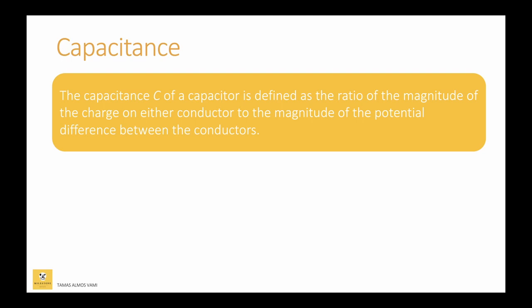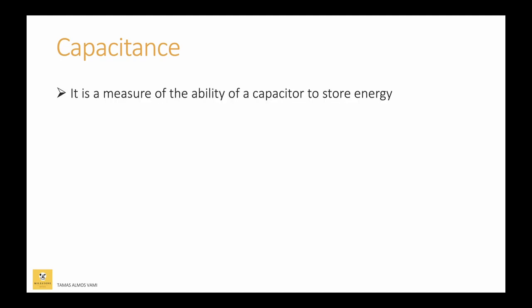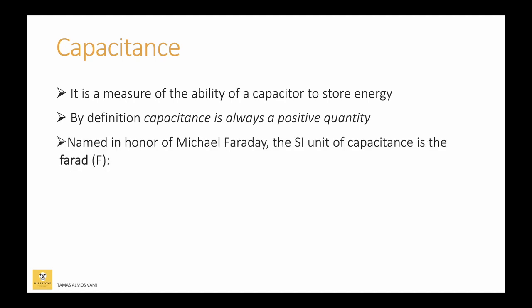We usually denote this with the letter C, and we define this as the ratio of the magnitude of the charge on either conductor to the magnitude of the potential difference between the conductors. So in notation, this is going to be Q over delta V. It's a measure of the ability of the capacitor to store energy, and by definition, this is always positive. It was named after Michael Faraday, and the SI unit for this is the farad.